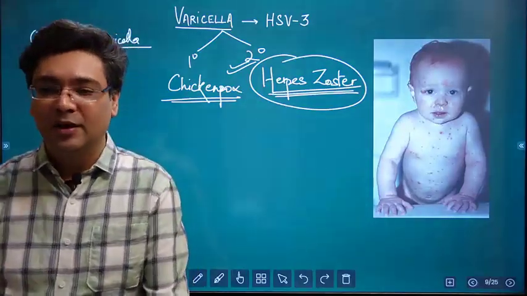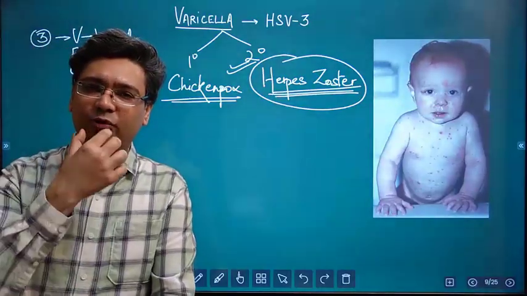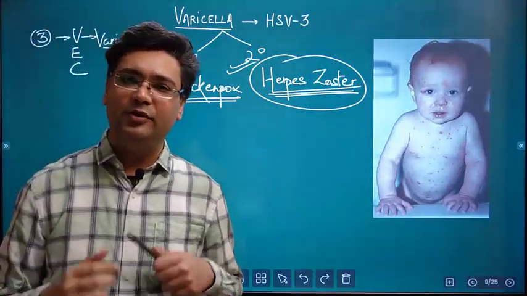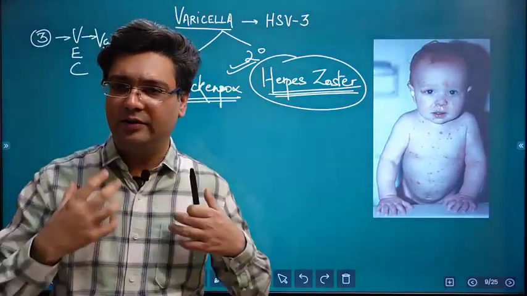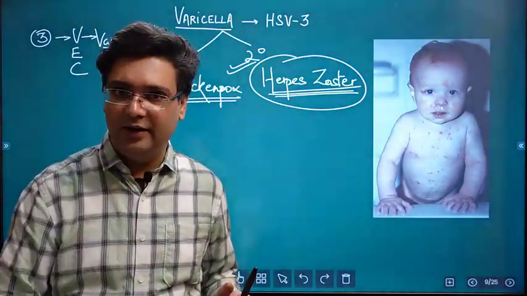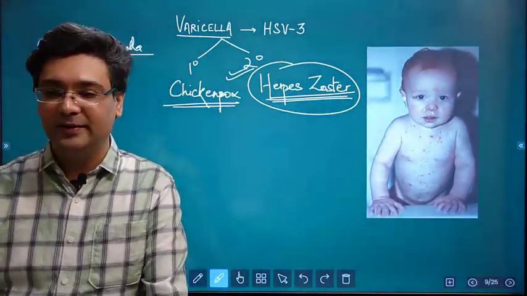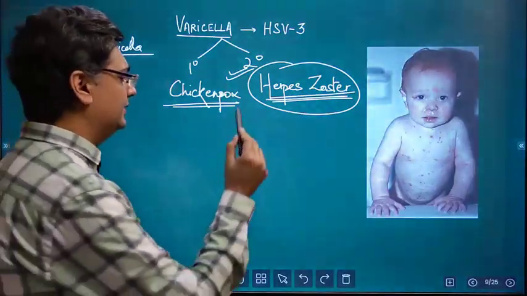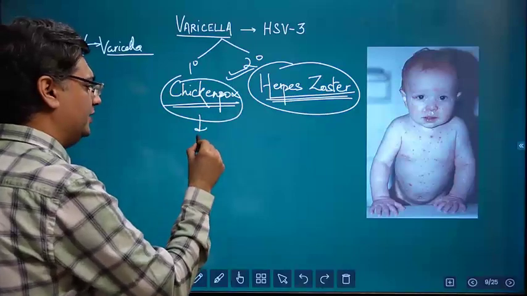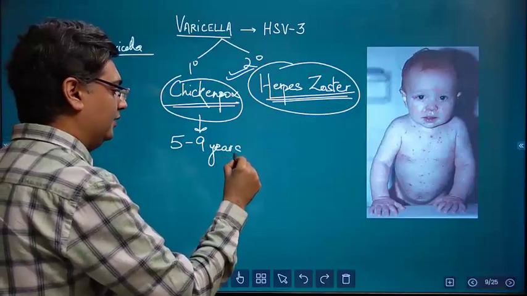The secondary infection happens because of latency, which we will talk about in detail now. If we talk about the etiology, this virus generally spreads through air droplets and through contact as well. That means somebody who is already suffering from chickenpox goes and meets another person, and this virus would easily say hello, find a new host and transmit into the new person. The primary infection, chickenpox, is generally seen in the ages of 5 to 9 years.